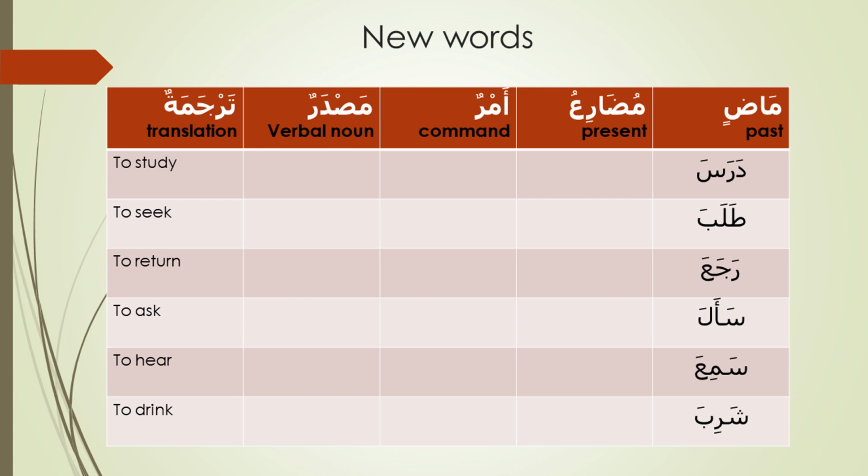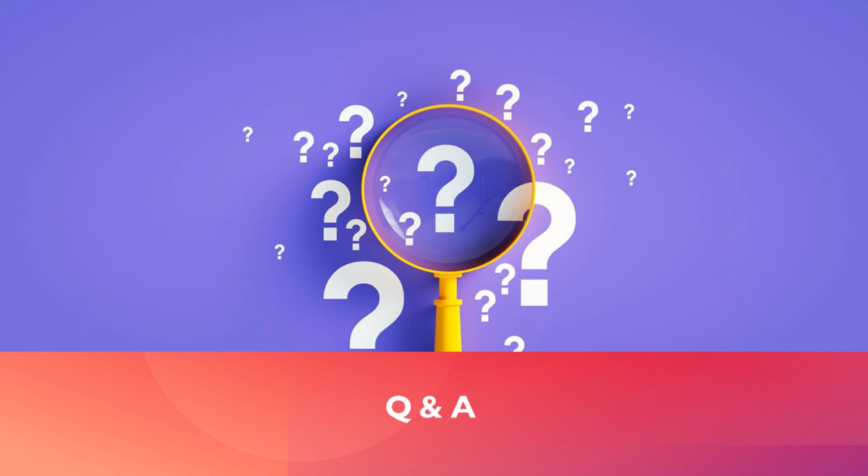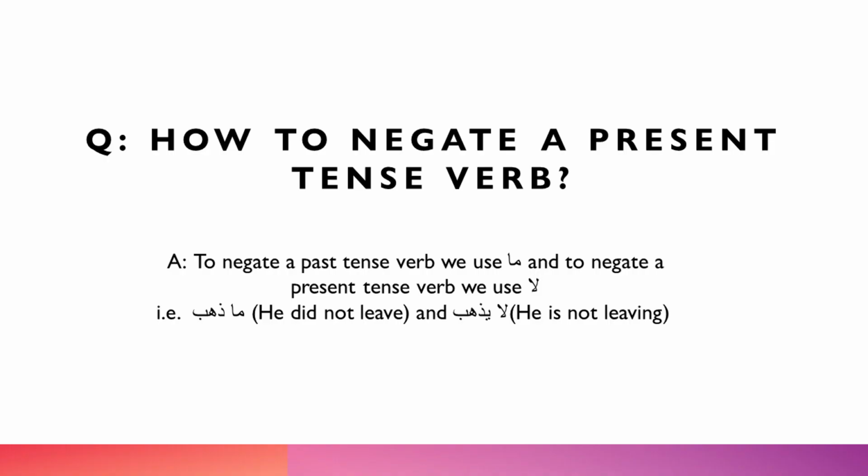I'll give you a minute to write these down. The brother asked, does la negate a verb? Yes, the la will negate a present tense verb. So when we get to the present tense verbs, we'll learn how to negate it with a la. La yadhab. But there's different types of la as well. They do different jobs. One will negate, one will prohibit. Ma, there's different types of ma as well. Ma you can use for questioning, ma for negation. So for now we've got one ma.